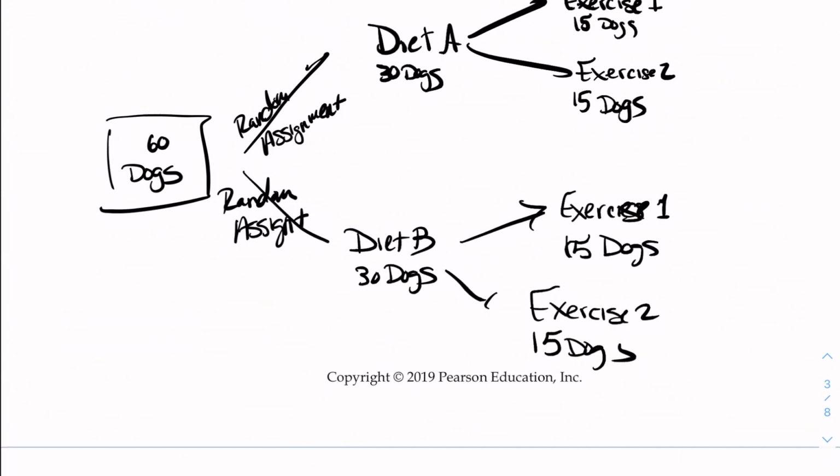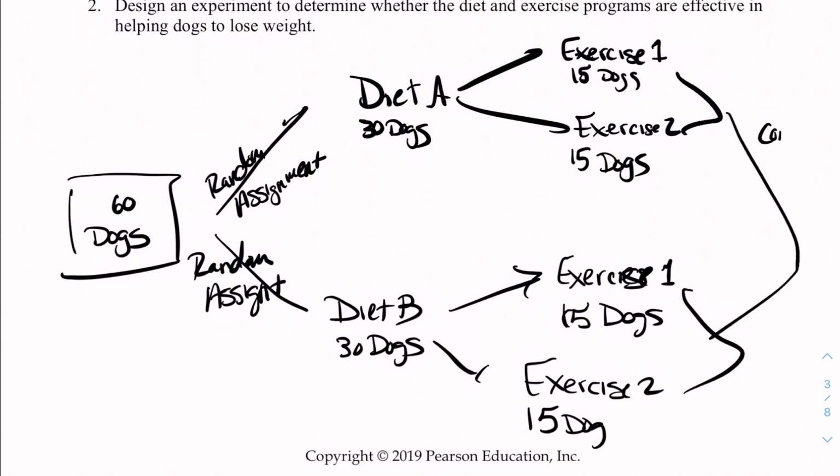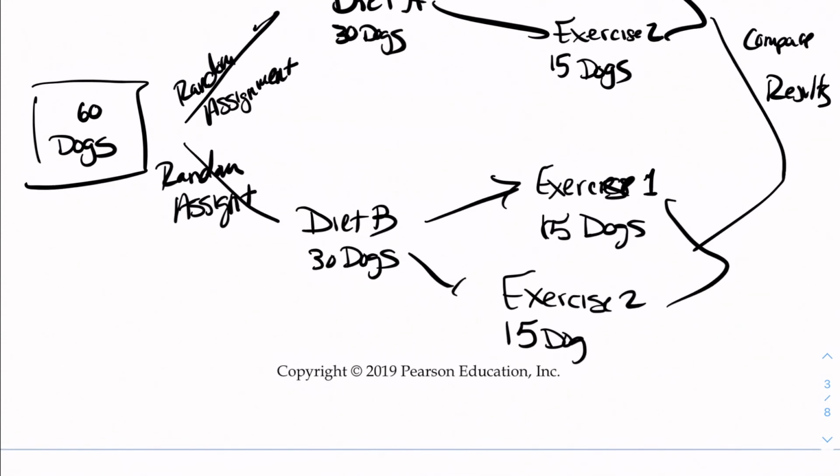Or you could skip the secondary bifurcation and just list out 4 total treatments. In the end, what we want to do is compare the results to see which dogs lost the most weight. So we can say compare results of weight loss.